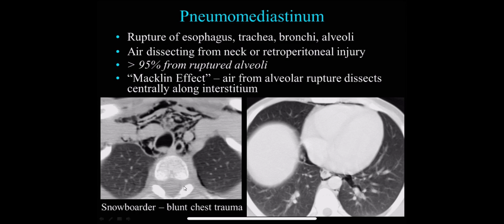Classic case of pneumomediastinum, blunt chest trauma. We see extensive pneumomediastinum tracking into the neck. There's actually some air in the inferior pulmonary ligament here, and this was from a blunt chest trauma from a faceplant with a snowboarder.